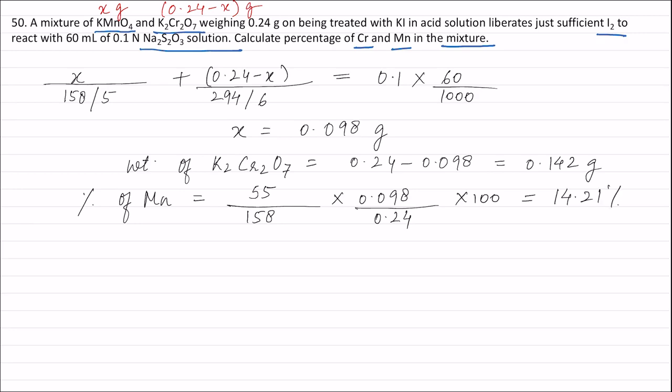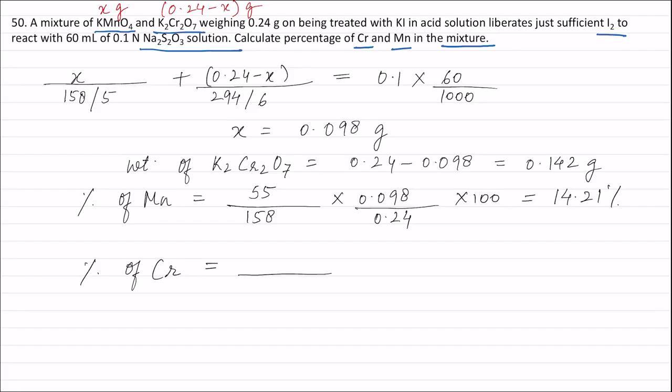14.21%. Similarly, percentage of chromium in the mixture will be equal to, the molecular weight of K2Cr2O7 is 294 and the number of chromium atoms in one molecule of K2Cr2O7 is 2.